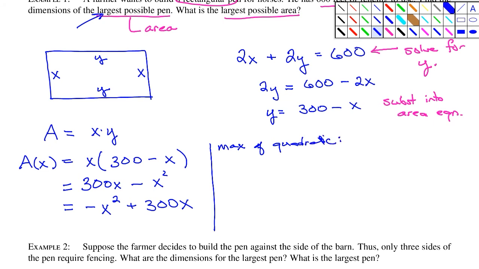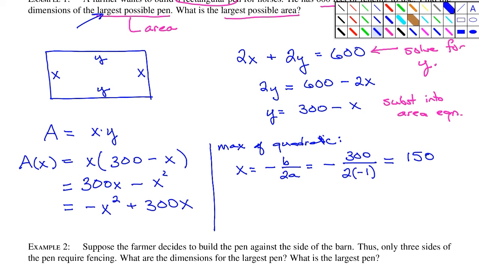So that's going to be x is equal to negative b over 2a. The b is positive 300. The a is negative 1, because it was negative x squared. And that is going to be 150. So that is the x value that creates the maximum area of a rectangle whose perimeter is 600 feet.